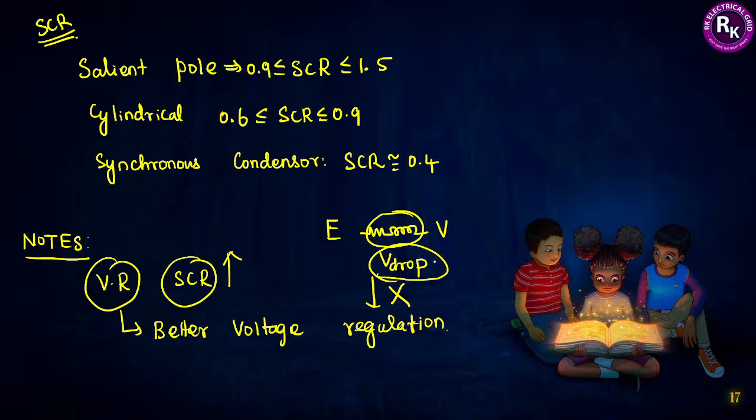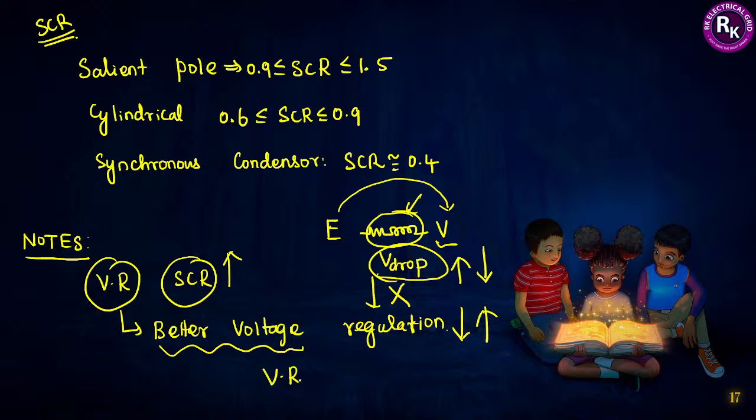When the drop is more, it is a poor value. You should not allow your alternator to drop more voltage. If it drops a very small amount of voltage, then you can receive the maximum generator voltage across the terminal. So when the voltage drop is more, voltage regulation is poor. If the voltage drop is less, then the voltage regulation is better. In terms of value, better voltage regulation means the value of the voltage regulation is very less.